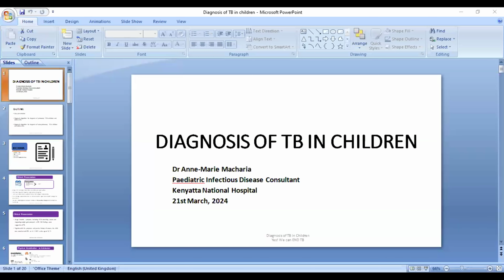A bit on TB preventive therapy as well as post-TB complications. So just make note as we go along the case, because there'll be a few thinking points at the end. And then we're going to go through the diagnostic algorithm for diagnosis of pulmonary TB in children and adolescents aged less than 15 years, followed by the diagnostic algorithm for diagnosis of extrapulmonary TB in the same age group.